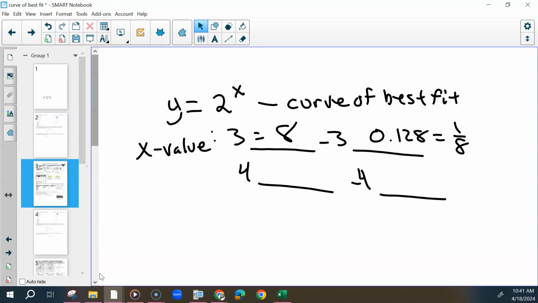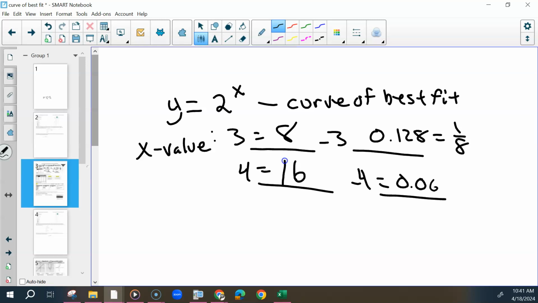And then what about negative 4? 0.0630. So 0.06 or 160. Do you have any questions about how to put this into the calculator or in Desmos?